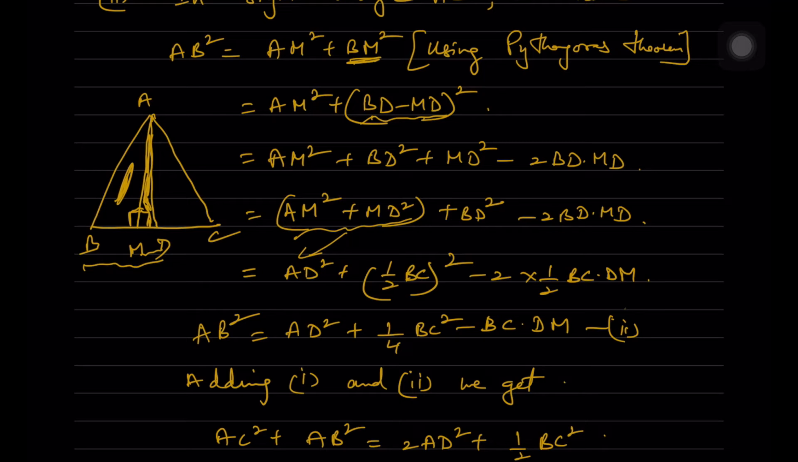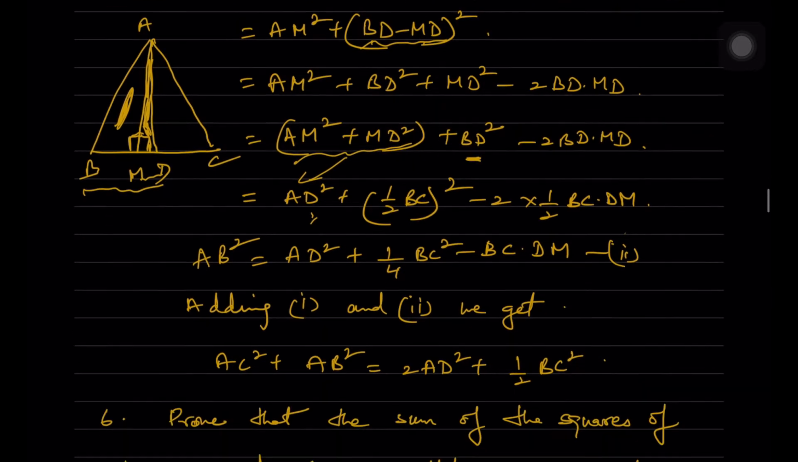So which is equal to, you are writing in the place of this AD square plus, what is BD equal to? Because AD is the median, you have BD is equal to half BC, so it can be written as half BC whole square minus 2 into half BC into DM. So now this will be written as AB square is equal to AD square plus 1 by 4 BC square minus BC into DM. This is the proof for the second part.